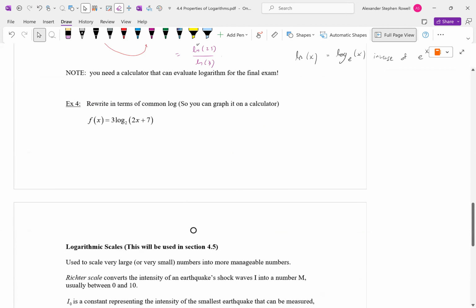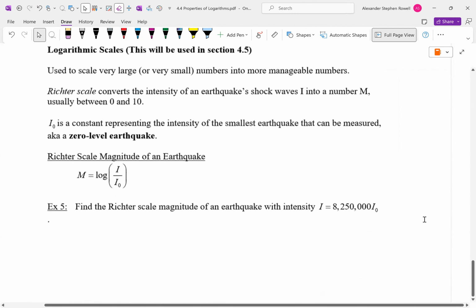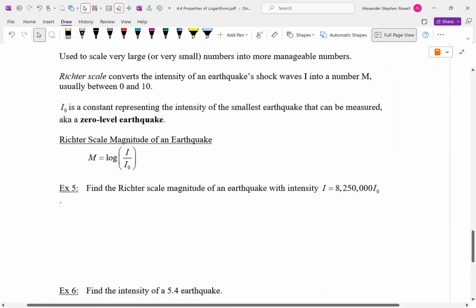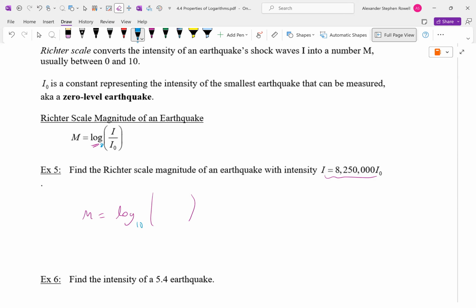Do I have time to do this word problem? It's pretty interesting. Have you ever heard of the Richter scale? It measures the intensity of earthquakes. If my earthquake has this intensity, I just plug it into this logarithmic equation. I say m is equal to log base what? 10. It's a common logarithm, right? Log base 10 of, what's my intensity?